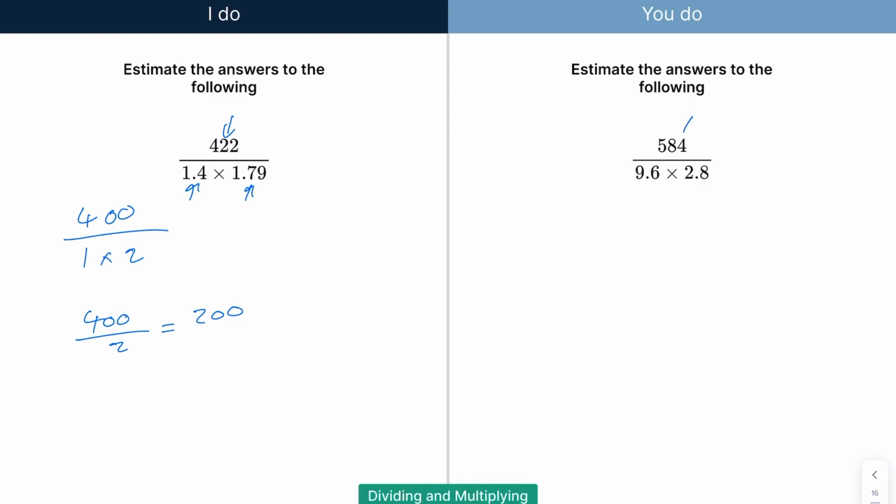And again, hopefully you've pressed pause and had a go at this. So that is going to be 600 divided by 10 times 3, which is 600 divided by 30. So the zeros cancel out. Now, 3 times 2 is 6, add the 0 on, that's 20.